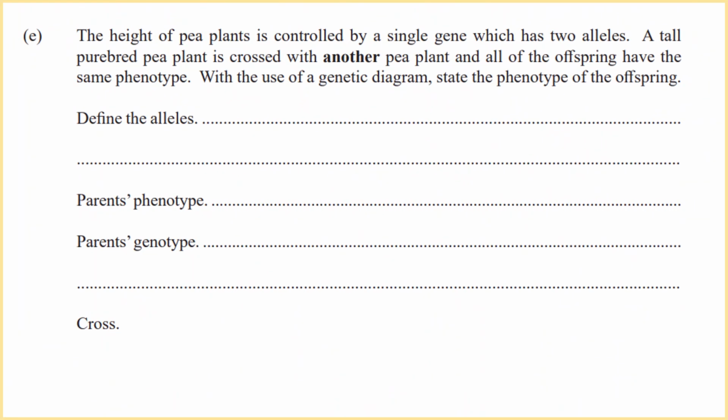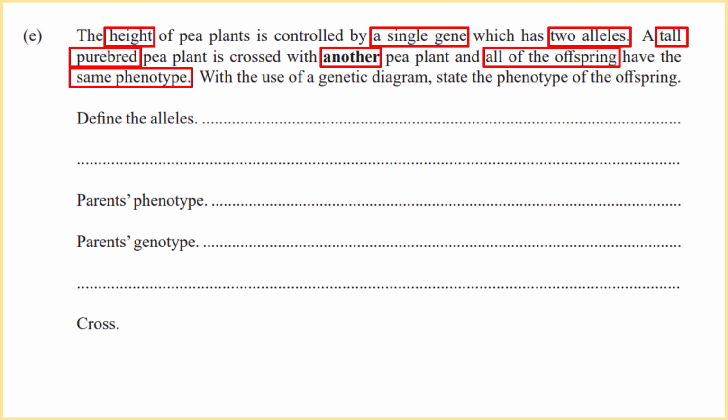The question reads: the height of pea plants is controlled by a single gene which has two alleles. A tall purebred pea plant is crossed with another pea plant, and all of the offspring have the same phenotype. With the use of a genetic diagram, state the phenotype of the offspring.